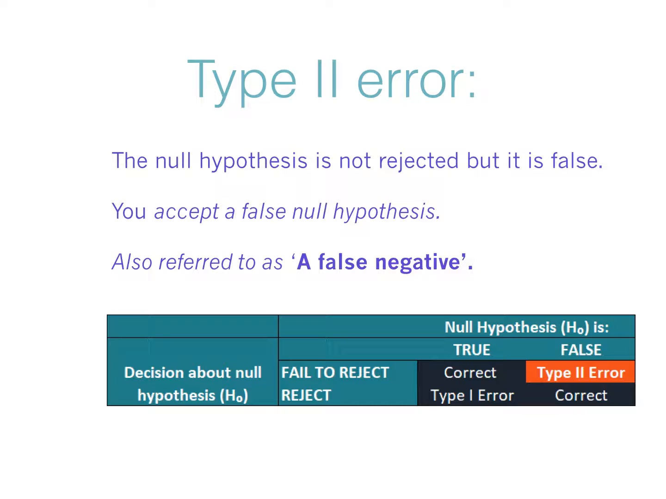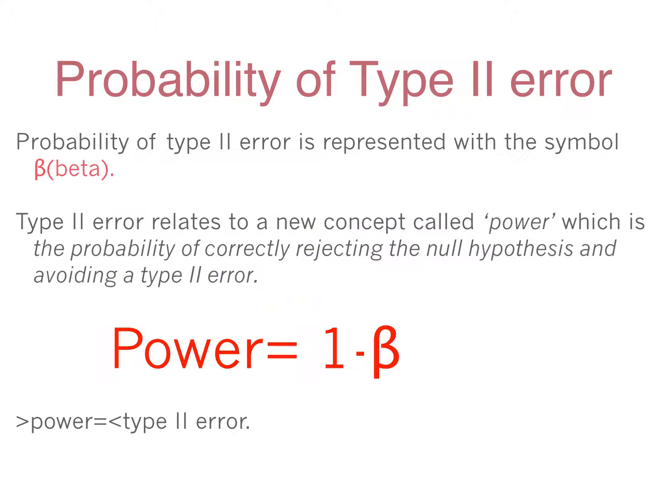Type 2 error occurs when the null hypothesis is not rejected but it is false, i.e. you accept a false null hypothesis. Type 2 error is also referred to as a false negative. The probability of type 2 error is represented with the symbol beta. Type 2 error relates to a new concept called power, which is the probability of correctly rejecting the null hypothesis and avoiding a type 2 error. Power is equivalent to 1 minus beta, and the greater the power, the lower the type 2 error probability.